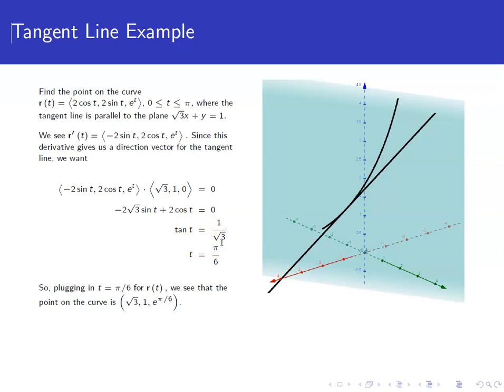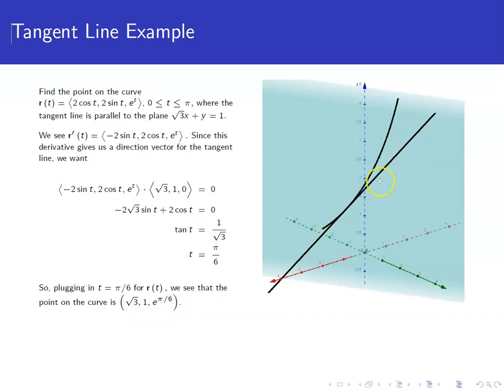We want the value of t that solves this between 0 and pi, because the problem says restrict our values between 0 and pi. The value of t that'll give us this tangent will be pi over 6. When we plug in pi over 6 for the vector-valued function, the point on the curve here will be root 3, 1, and e to the pi over 6.